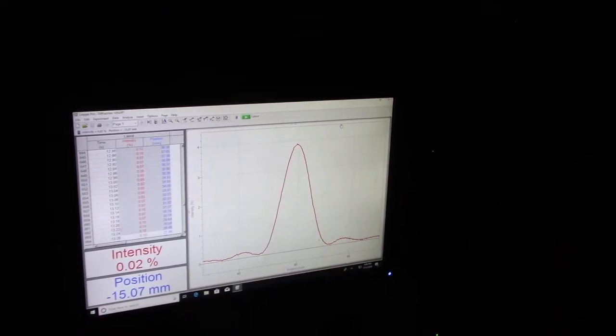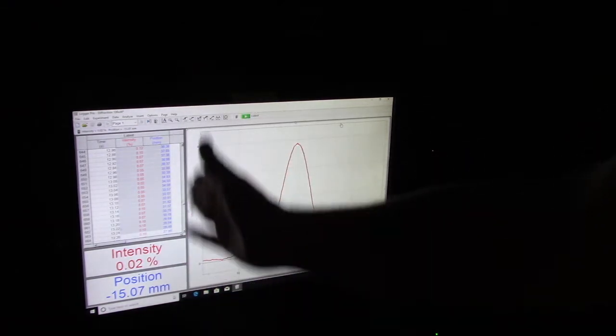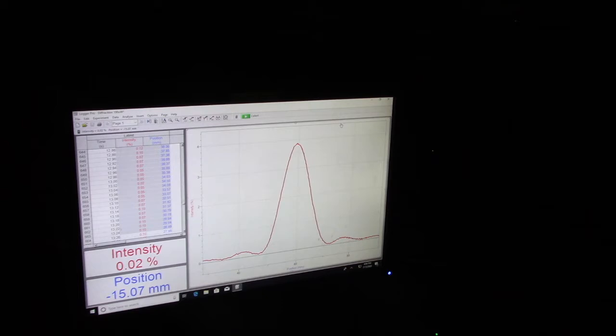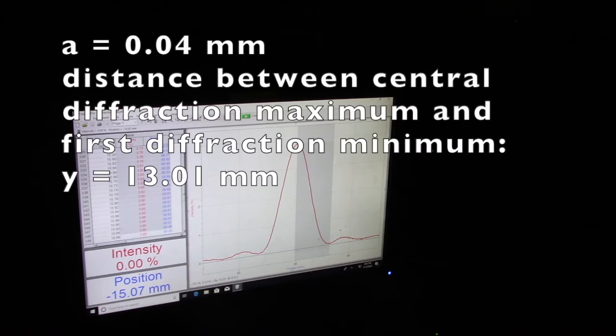If we plot out the data on an intensity versus position graph, in other words, intensity is on the vertical axis right here, and position of the sensor is on the horizontal axis right here. You can very clearly see the diffraction pattern with that central peak shown right here. What we want to do is measure how wide that central peak is by starting at the very center of the peak right here. Just click on the central peak and then drag all the way to the first minimum, which is right about here. The distance between that central peak and the first minimum is 13.01 millimeters.